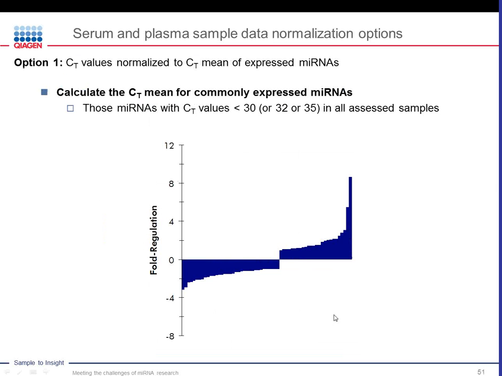So then once you've calibrated your data, you have 2 normalization options. Option 1 is to normalize to the CT mean of expressed microRNAs. And what this involves is calculating the CT mean for commonly expressed microRNAs. And those are microRNAs with a CT value less than 30, or 32, or 35. It depends on your limit of detection in all of your assessed samples.